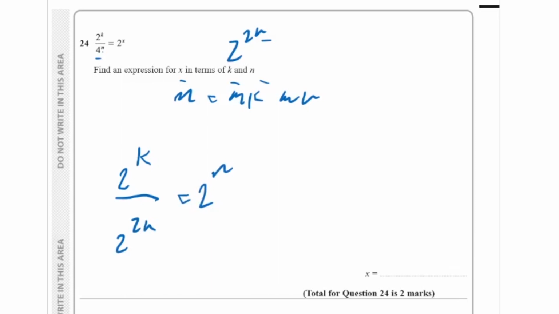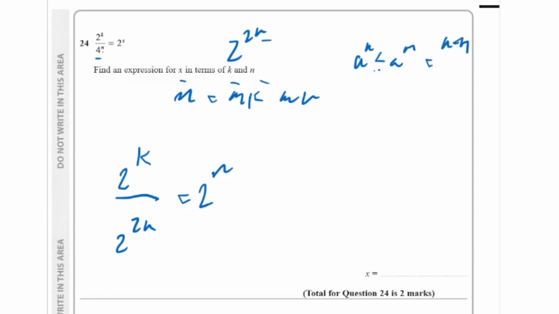Now that we have the same base, we can see that the powers are 2 to the power of k over 2 to the power of 2n. And when dividing 8 to the power of n by 8 to the power of m, it simply means that we subtract.